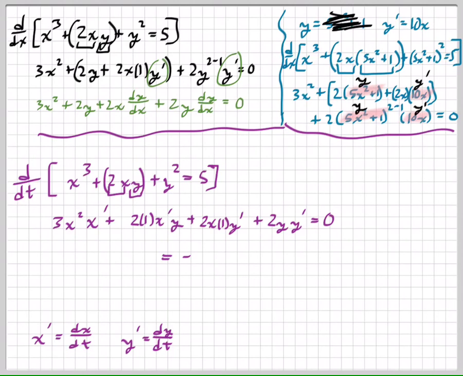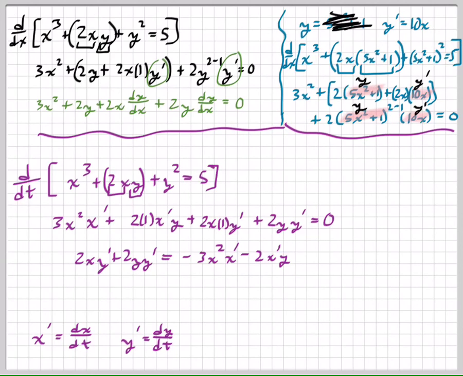So we have a negative 3x squared x prime minus 2x prime y. I don't like writing primes; they look like x to the 1 powers. Yes, it's supposed to be minus. All right, and then on the left side, we're going to have 2x y prime plus 2y y prime.